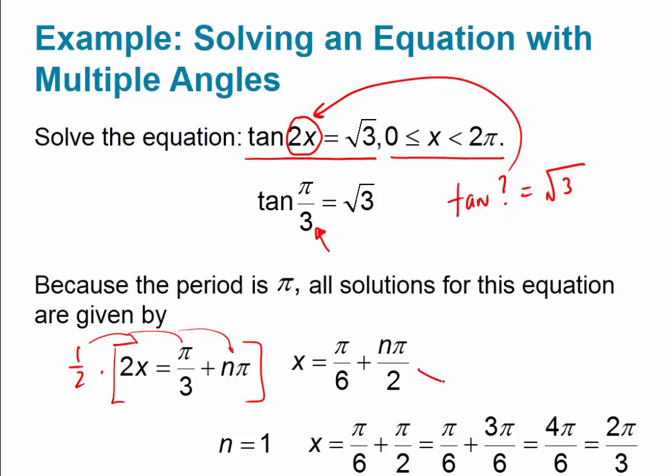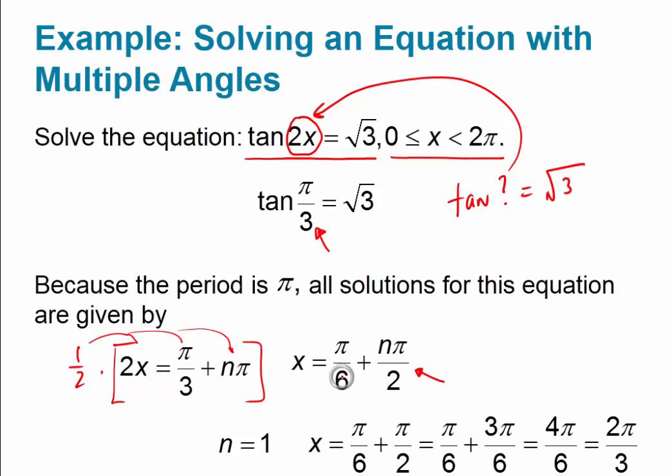So this now is going to give us our solutions to this equation, because notice this 2x up here in my equation is going to speed the tangent period up. So we are going to have twice as many solutions in this period between 0 and 2 pi as we normally would. Well, solving this little mini equation has taken care of that for us.